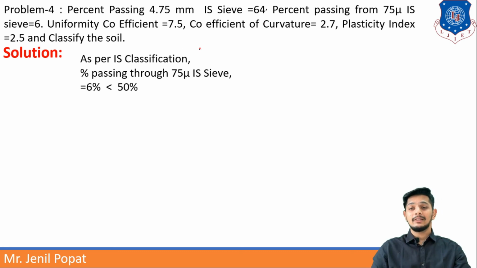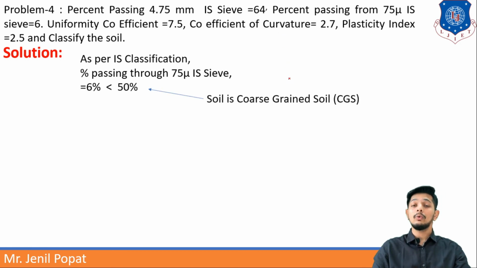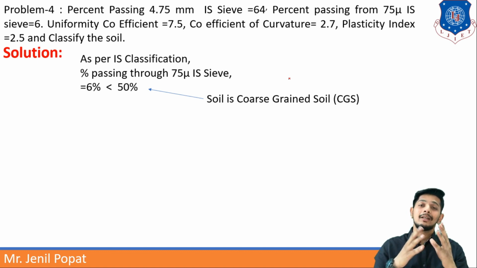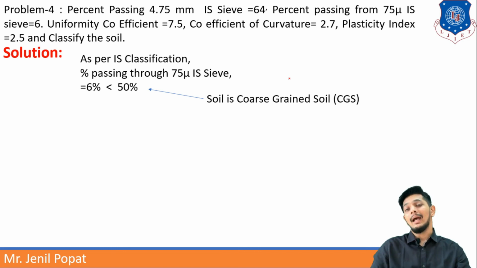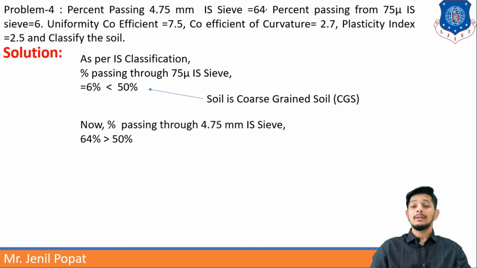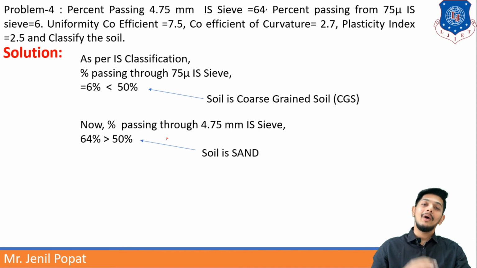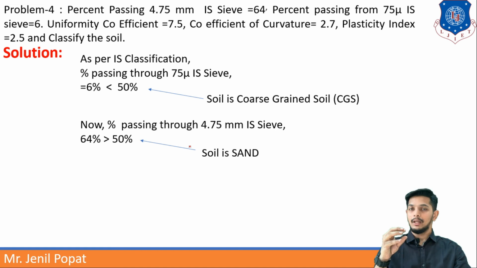As per IS classification, the percentage passing through the 75 micron IS sieve is 6%, which is less than 50%. So first of all, according to the IS classification table, we get the idea that this is coarse grained soil, because it comes under CGS only. Now, in CGS, the percentage passing through the 4.75 mm IS sieve is 64, which is greater than 50. So it comes in the top part of the table, and we can say the soil is sand, right?